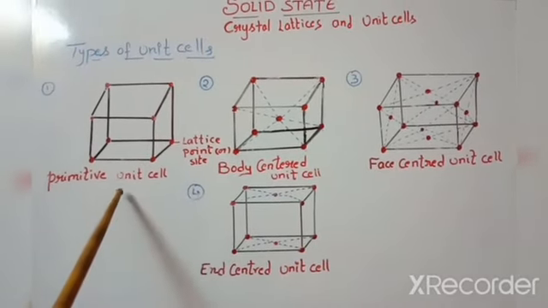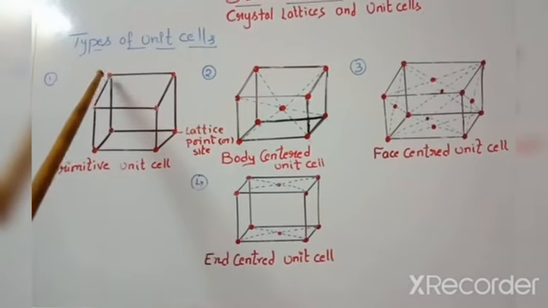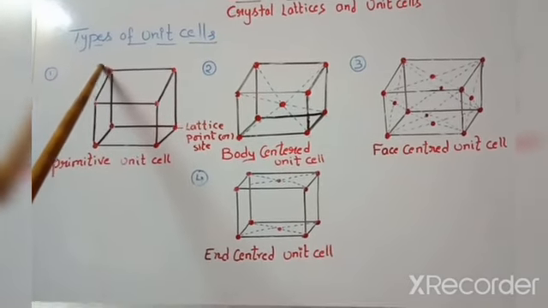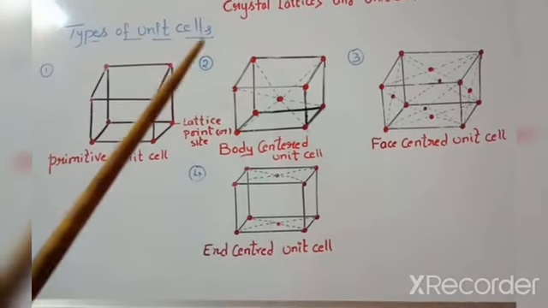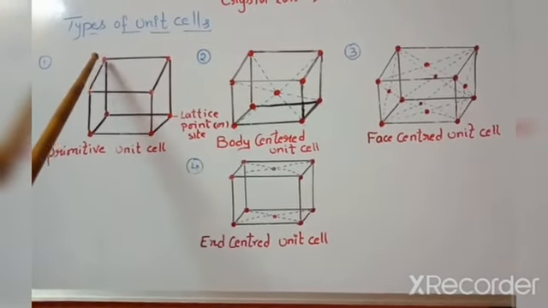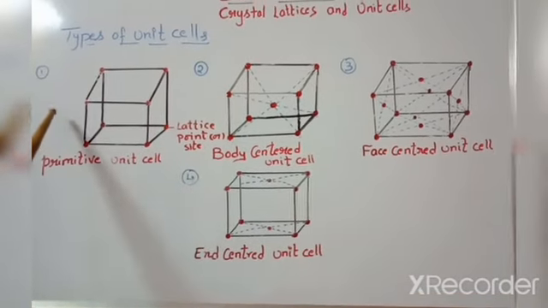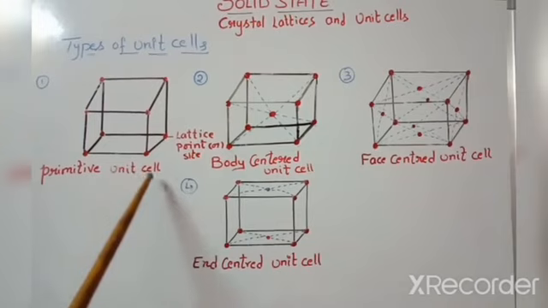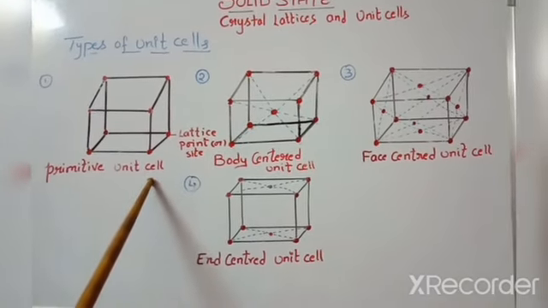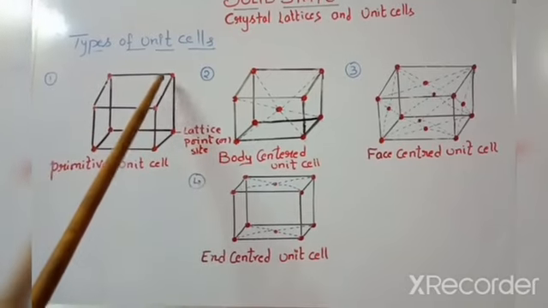So what do you mean by a primitive unit cell? When the constituent particles are present only at the corners, whatever particles they are, atoms or molecules, and when they are present only at the corner positions of a unit cell, it is called a primitive unit cell, the basic unit cell. Here the constituent particles are present only at the corners.